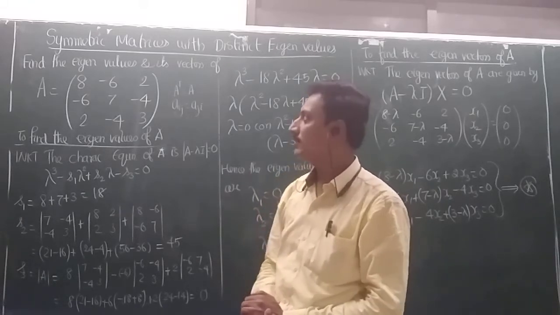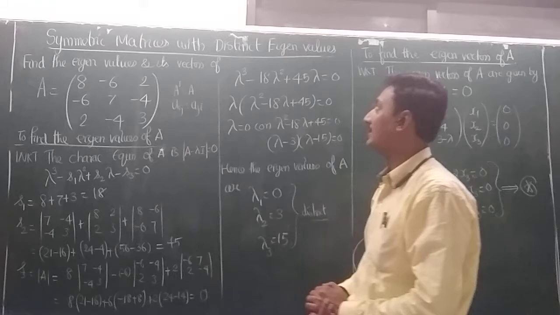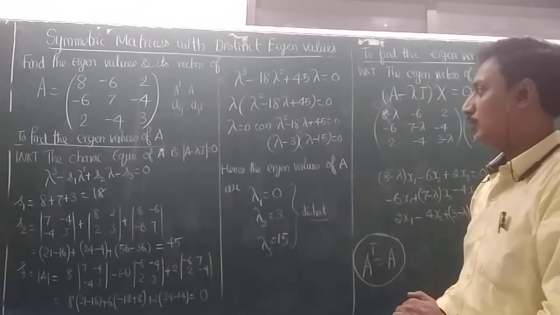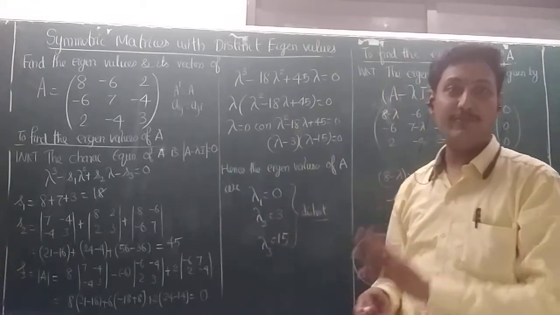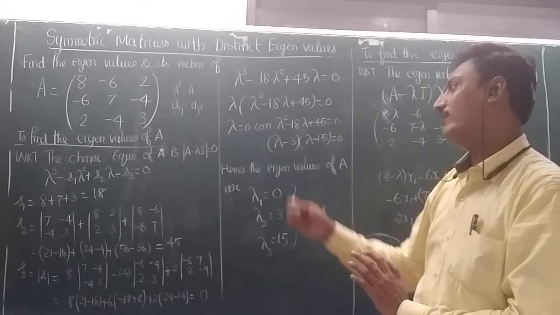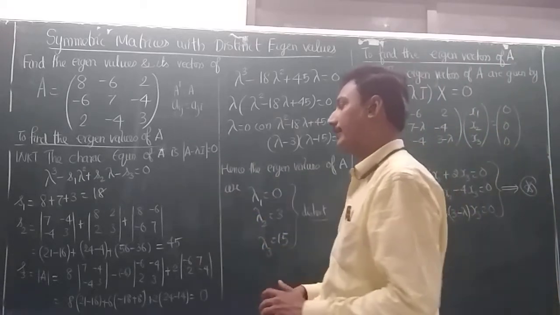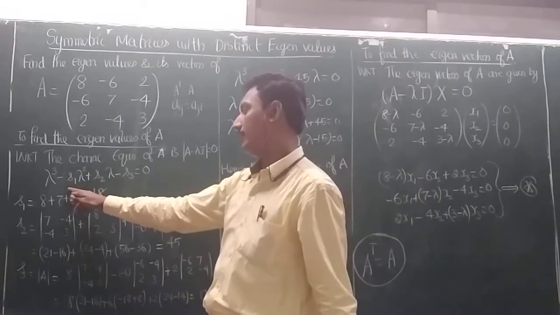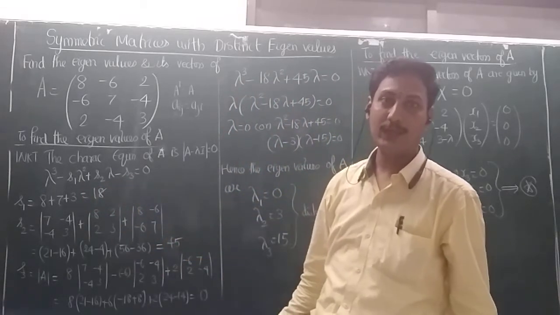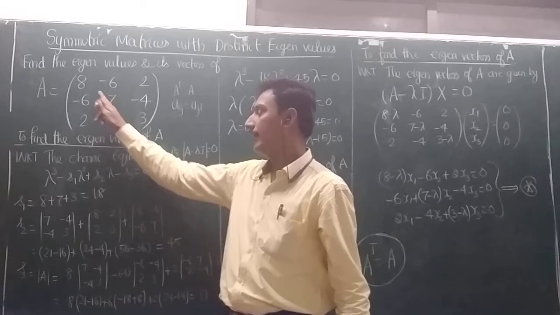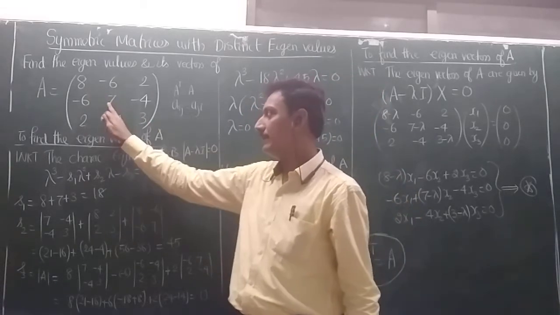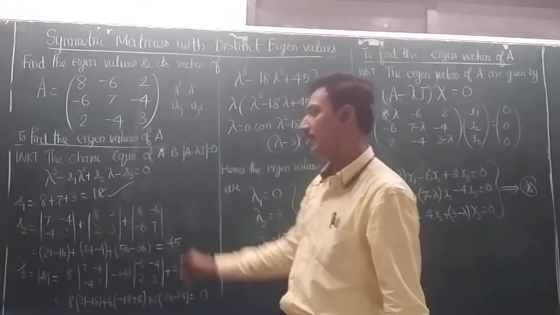Okay. Now let's see the topic: symmetric matrices with distinct eigenvalues. So this is a 3 by 3 matrix, so there are 3 eigenvalues for the given matrix. Let us find the eigenvalues of A in the usual way with the help of the characteristic equation: lambda cube minus S1 lambda squared plus S2 lambda minus S3 equal to 0. What about S1? S1 is the sum of the leading diagonal elements, often called the trace of the matrix. So 8 plus 7 plus 3, it is 15 plus 3, which is 18.